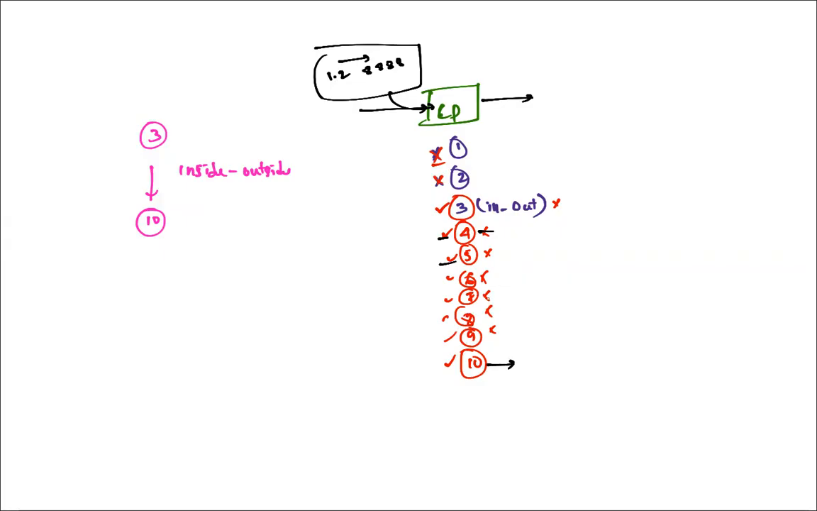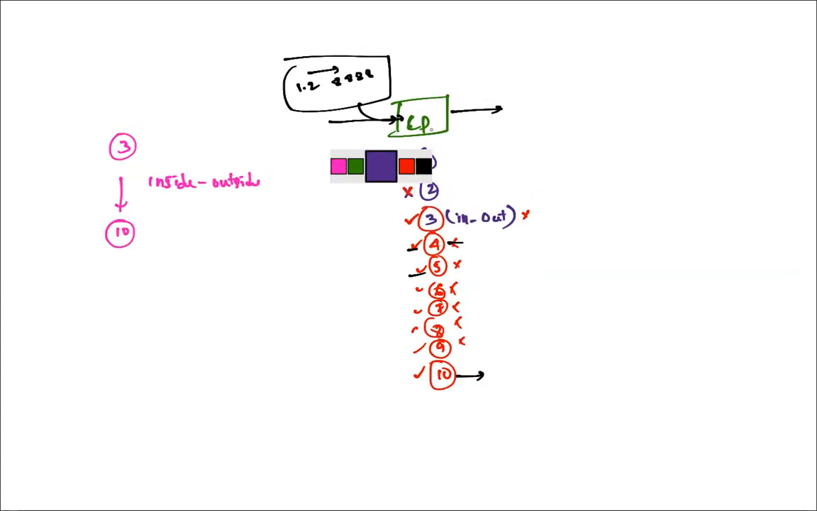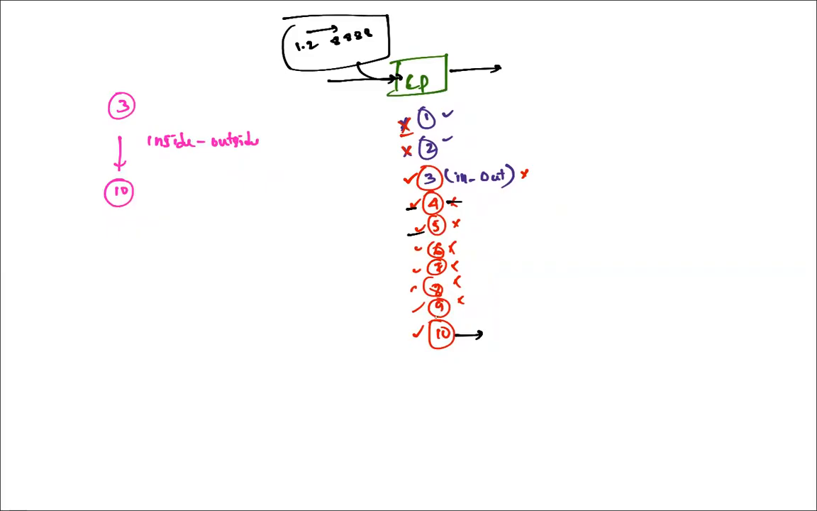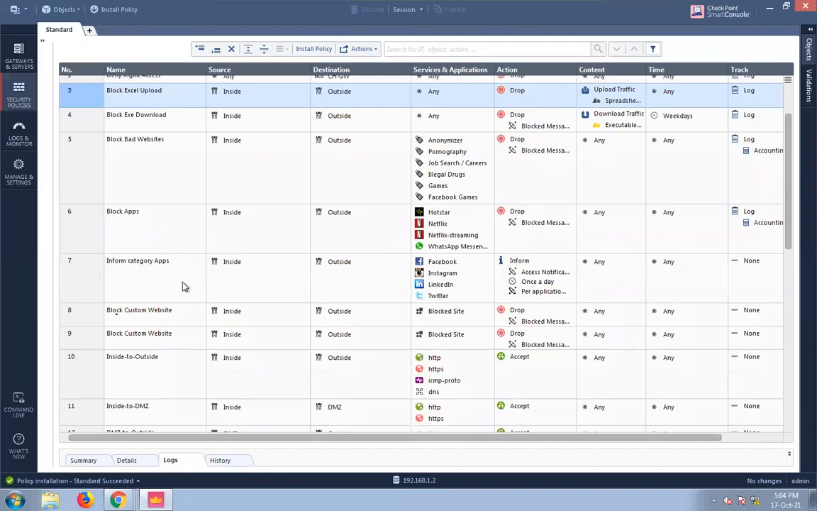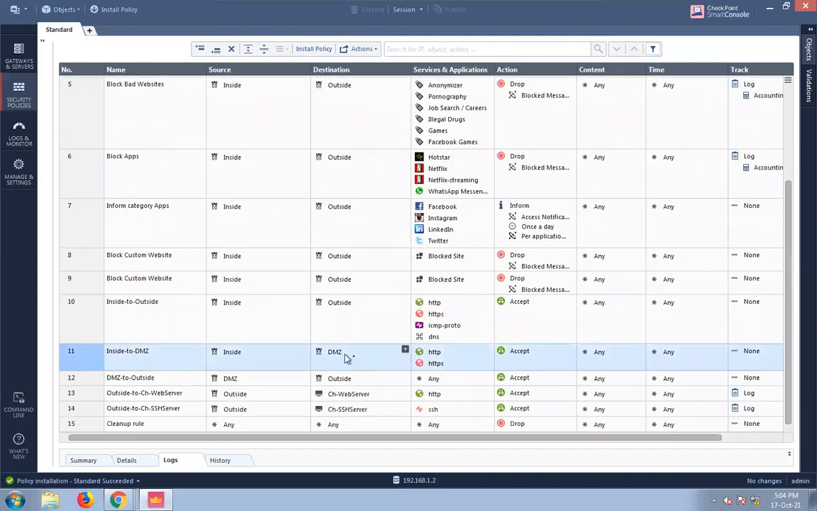So now what the firewall will do is check rule number 1, 2, 3, 4, 5, 6, 7, 8, 9, 10, right? And in the 10th line only we have a match, so the packet goes. And let's see what the 11th rule is. The 11th rule is inside to DMZ, right?